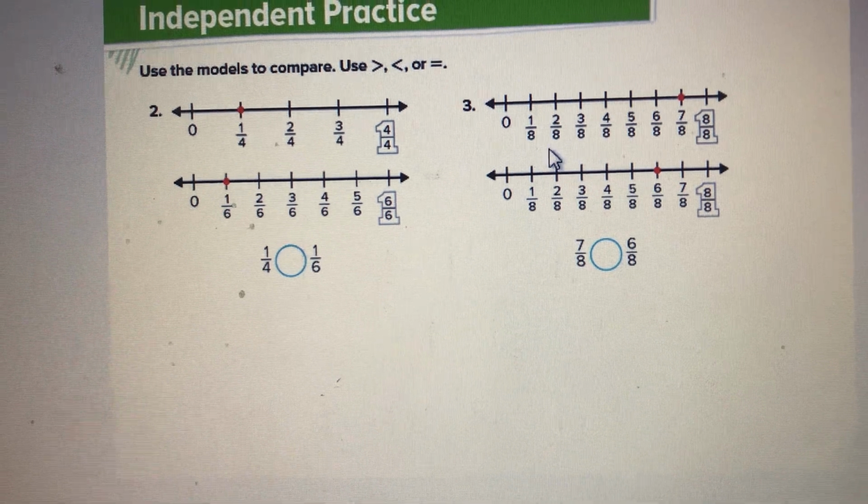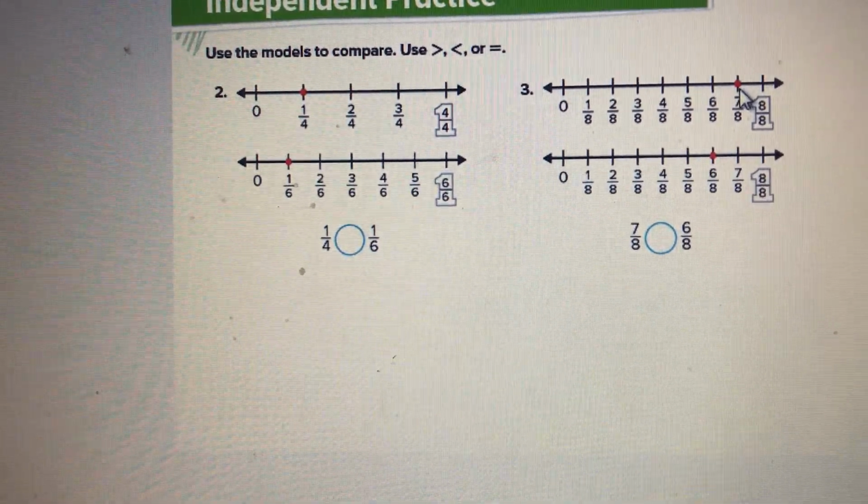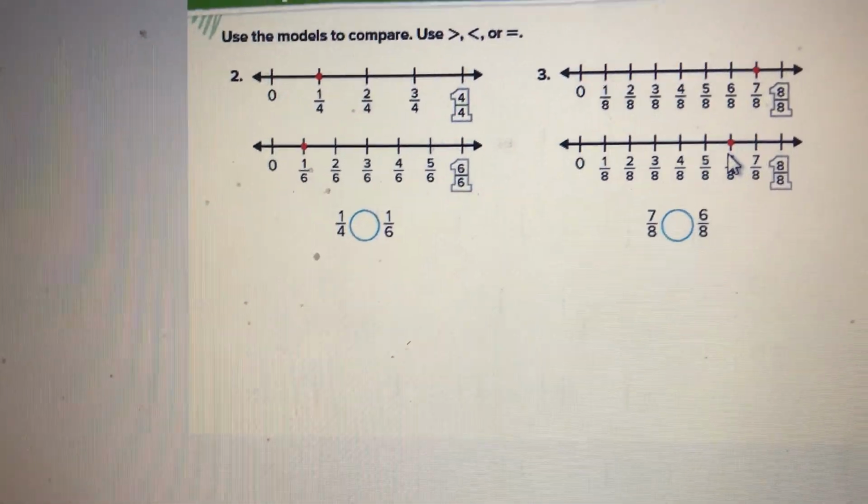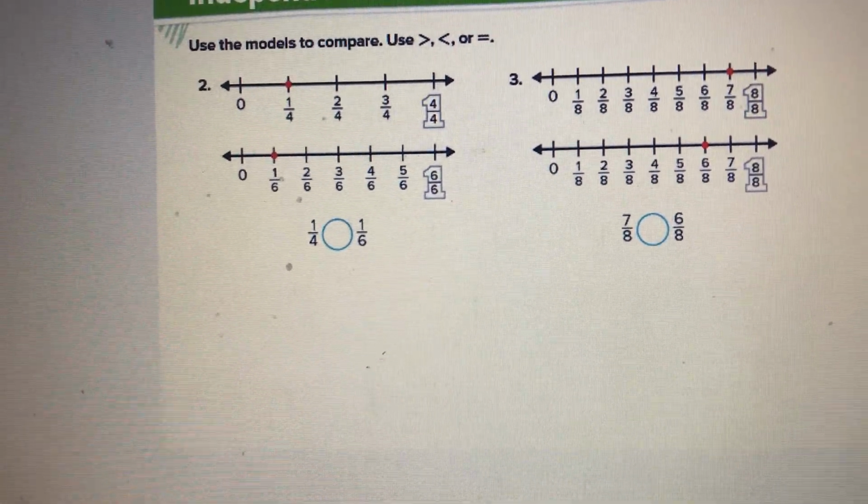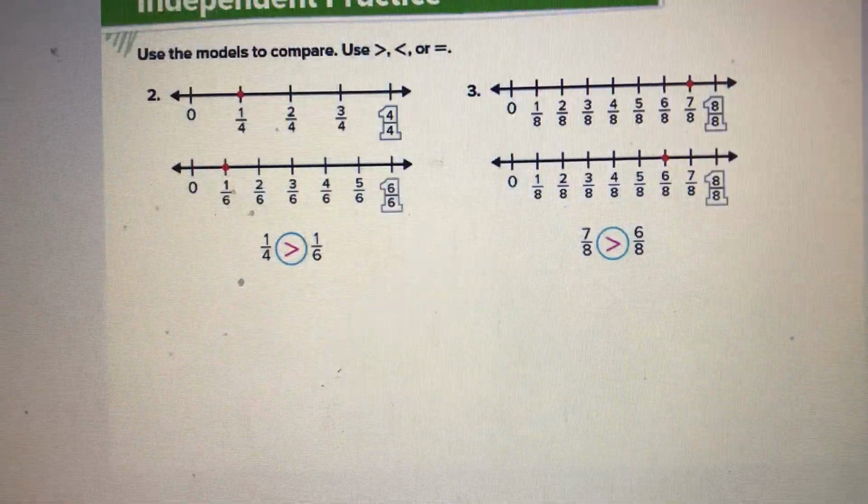Go ahead and look at number 3. Find the dot on the number line, 7/8, 6/8. Easy to see that 7/8. Both of these should be greater than. Let's see if we're right. Oh, good. We did it right.